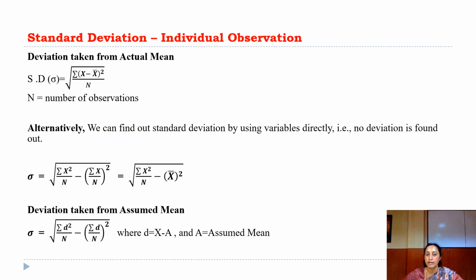To find the standard deviation for individual observations, we can use the formula root of summation (x minus x bar) whole square divided by n. Alternatively, we can use these two formulas also to find the standard deviation when we consider ungrouped data.